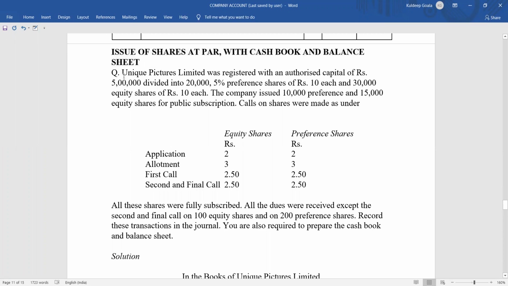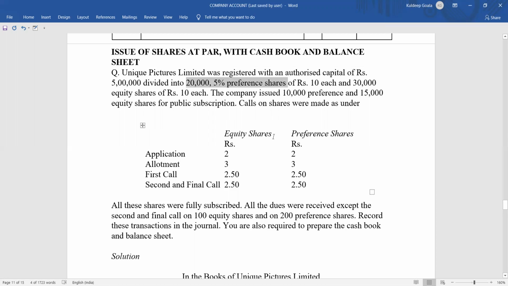Now, the question is like this: Unique Pictures Limited was registered with an authorized capital of rupees 5 lakh. This is the authorized capital, meaning the company has got the authority to issue it. It is divided into shares of 20,000, and it is a 5% preference share.